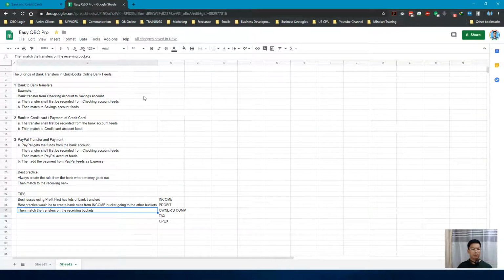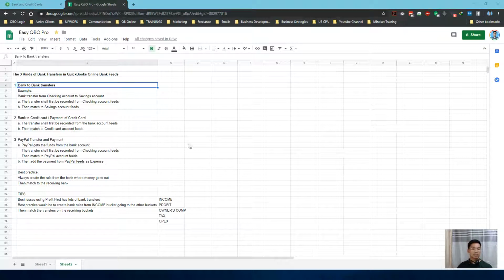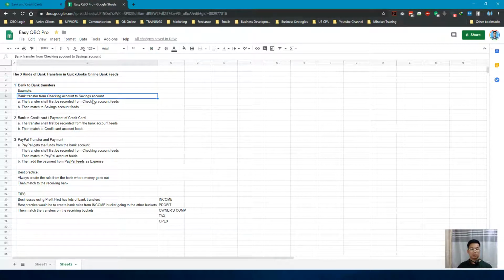So right here on the Google Sheet, as you can see, there are three kinds of bank transfers in QuickBooks Online bank feeds. And the first one is bank-to-bank transfers. Bank-to-bank transfers usually happen when you transfer funds from one bank account to another bank account, usually from checking to savings account or vice versa, or from checking to another checking account.